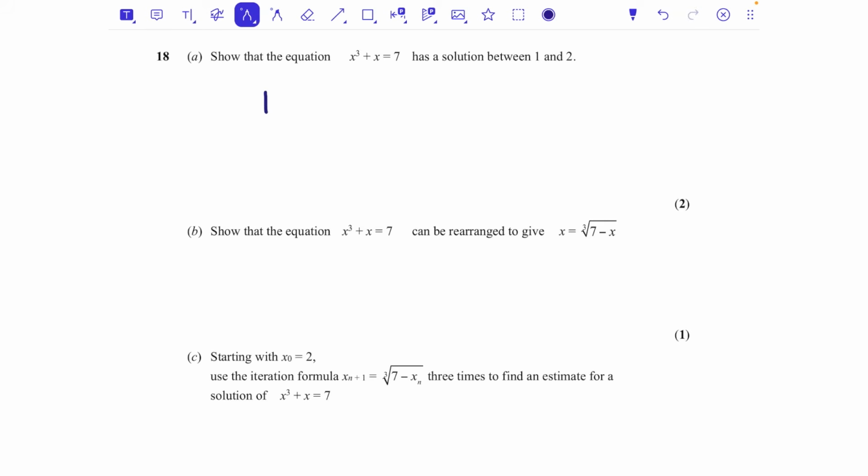So if I do 1 cubed add 1, I've got 2 as my answer. If I do 2 cubed add 2, 2 cubed is 8, add 2 is 10.